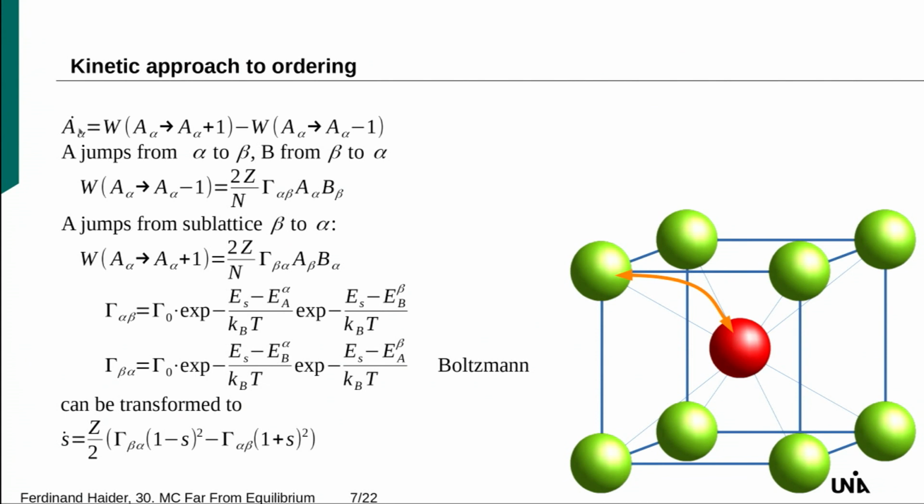And for the temporal evolution, you can have jumps from here to here, or vice versa. So the change in this occupation is given by the number of, or probability for jumps from sublattice alpha to the other one, and so on. And this is given here by simple kinetic equations. It's the jump rate times the probability that you find an A atom on site alpha times the B atom on site beta, if we consider AB exchanges.